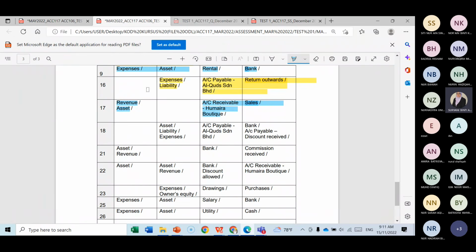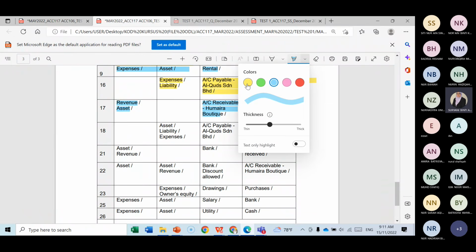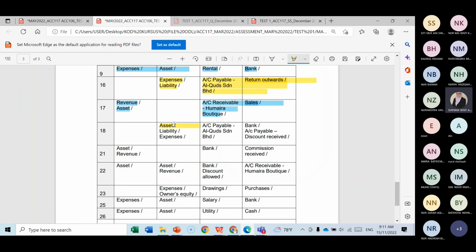Okay, let us look on 18. Decrease in asset. Why decrease in asset? Because you make the payment, right? You make the payment, decrease in asset.